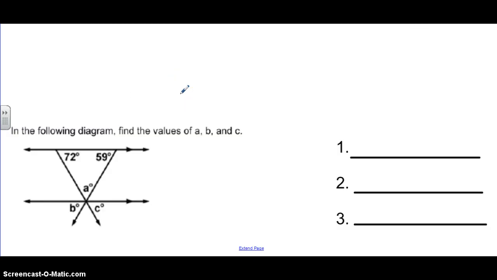This one, super tricky one. Well, I got to find A, B, and C. Here's the trick. To do A, I notice that this right here is a triangle. So since I know that this is a triangle, to find A, I could just do 180 minus 72 minus 59, and that's going to give me what A is equal to.